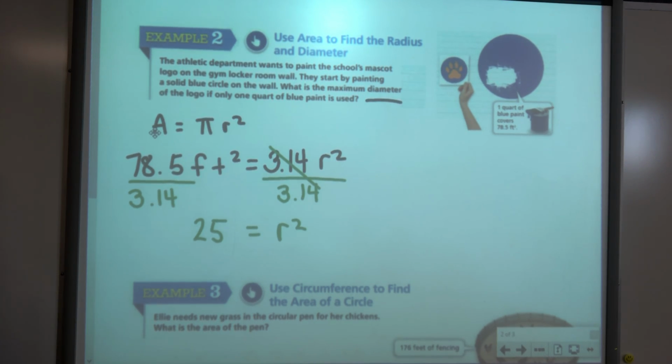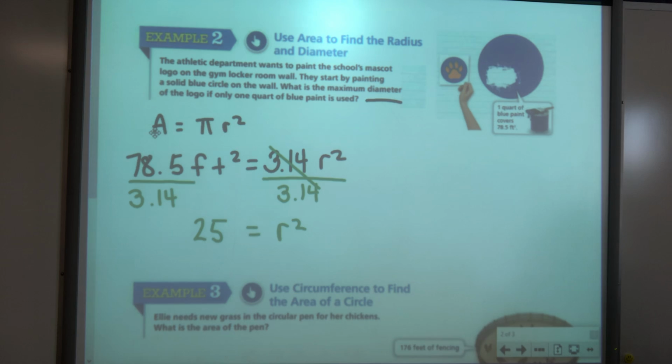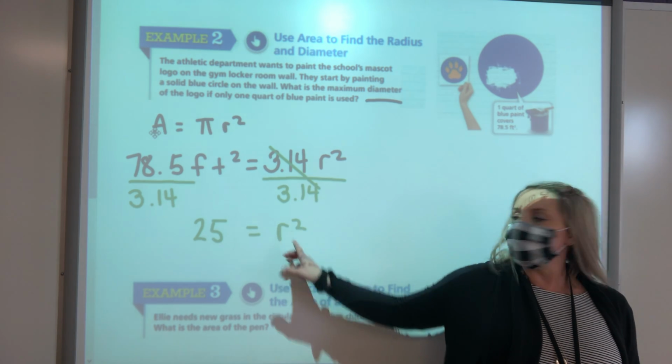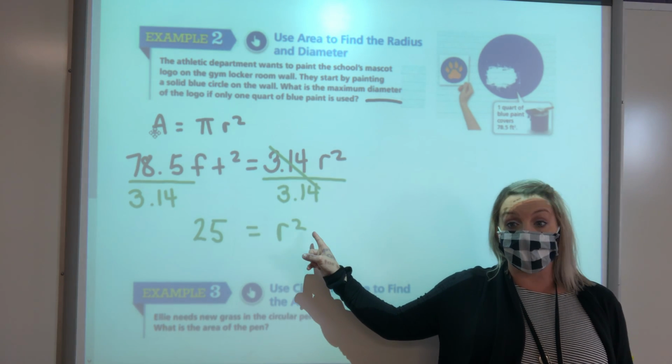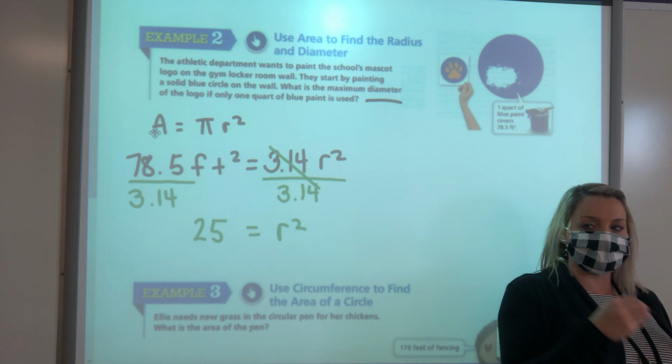What's different about this problem than any problem we've done all year? Very good. None of the problems we've done have r squared. Every problem we've done had the 2 in front of the r. So what this tells you is r is being squared.